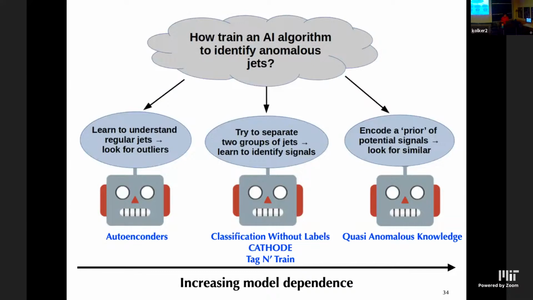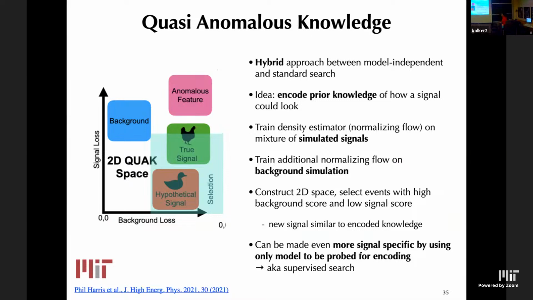There's still one more method, quasi-anomalous knowledge, which has been introduced by Phil's group. It is a kind of hybrid approach between model-independent and standard searches, because the main idea is that you can encode prior knowledge of how a signal could look. Then you train a density estimator, they use a normalizing flow, on a mixture of simulated signals, and then also an additional one on background simulation. In this way, you can create this space of the background loss and signal losses, or multiple dimensions, depending on how many signals you have.